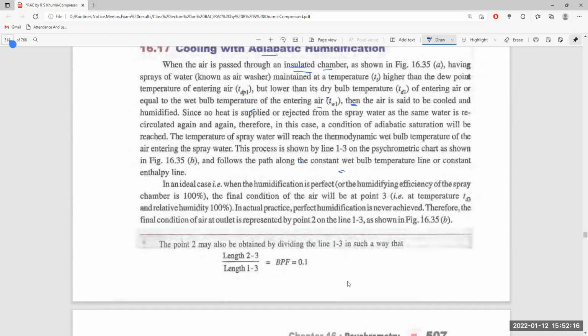In actual practice, perfect humidification is never achieved. When the humidifying efficiency of the spray is 100 percent, the spray chamber humidifies the air fully and the final condition is at point 3, with temperature 23 and humidity 100 percent, but this is never achieved. Therefore, the final condition of the air at the outlet is represented by point 2 on line 1 to 3.